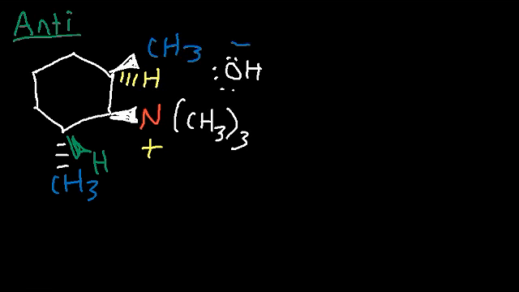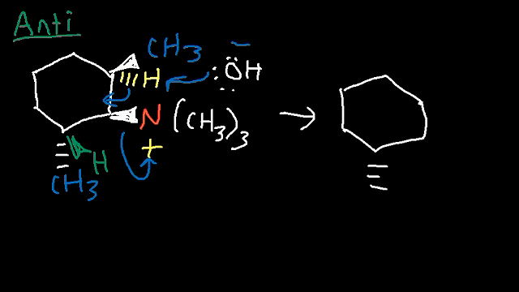So the base is going to go for the yellow hydrogen, form a double bond, and kick out the nitrogen. And so the product for this reaction is going to look like this. We're still going to have the two methyl groups, but this one is no longer chiral because it's directly attached to a double bond. So that's going to be the product for that reaction.